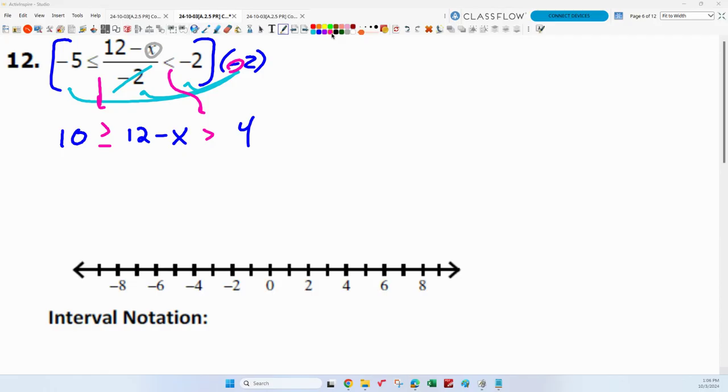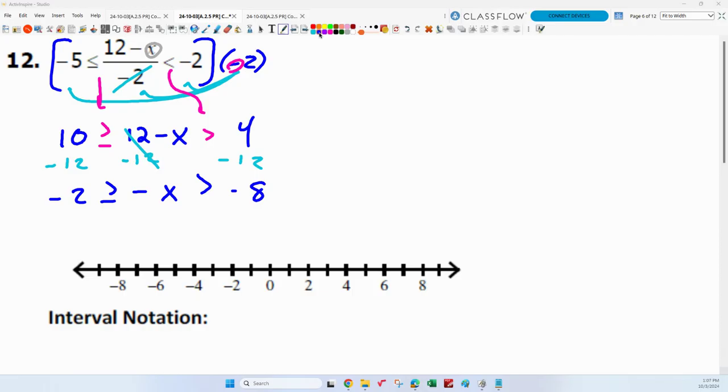Okay, what's next? What's next here? What do you think, Omar? What am I doing next? Got to get that x by itself. Yeah. Subtract 12. There you go. So those guys cancel. Good. 10 minus 12 is -2. I get a negative x in the middle. 4 minus 12 is -8.